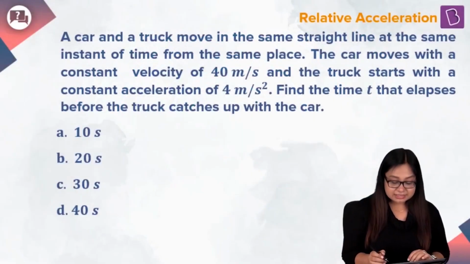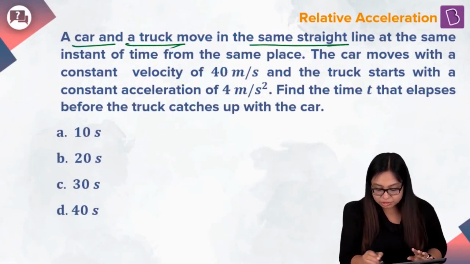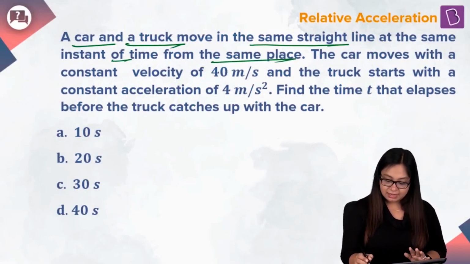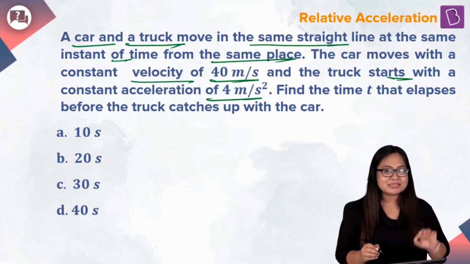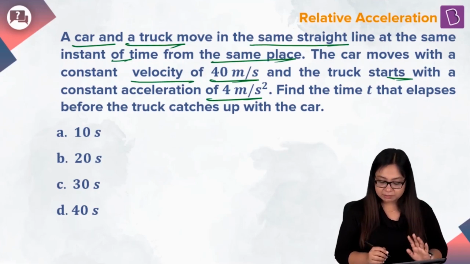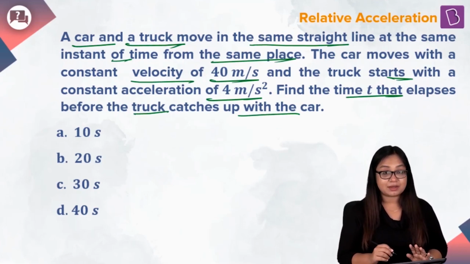Now in this question, it's given that a car and a truck both move on the same straight line at the same instant of time from the same place. The car moves with a constant velocity of 40 meter per second and the truck starts with a constant acceleration of 4 meter per second square. That means the initial velocity of the truck is 0, and acceleration is uniform 4 meter per second square. Find the time that elapses before the truck catches up with the car.